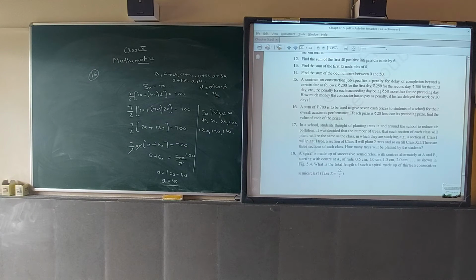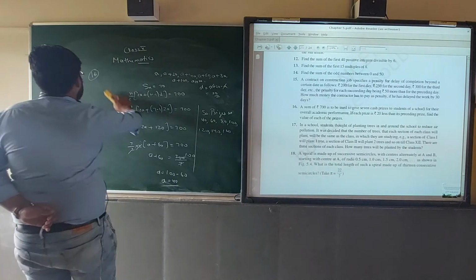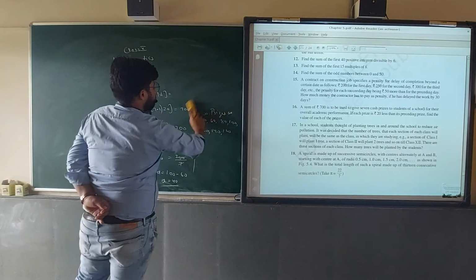Now the last question for today's class, question number 17. In a school, students thought of planting trees in and around the school to reduce air pollution. It was decided that the number of trees each section of each class will plant will be the same as the class number. For example, a section of class 1 will plant 1 tree, a section of class 2 will plant 2 trees, and so on up to class 12. There are 3 sections for each class. How many trees will be planted by the students?